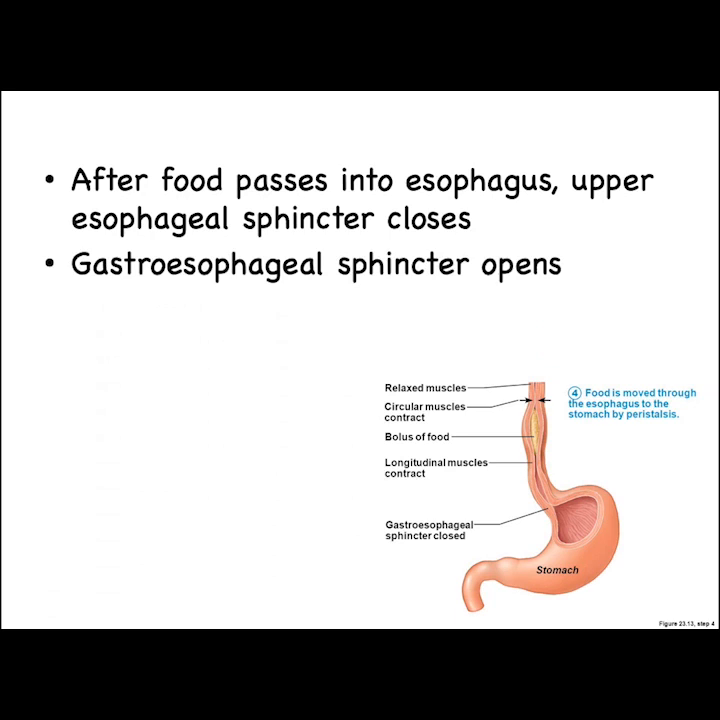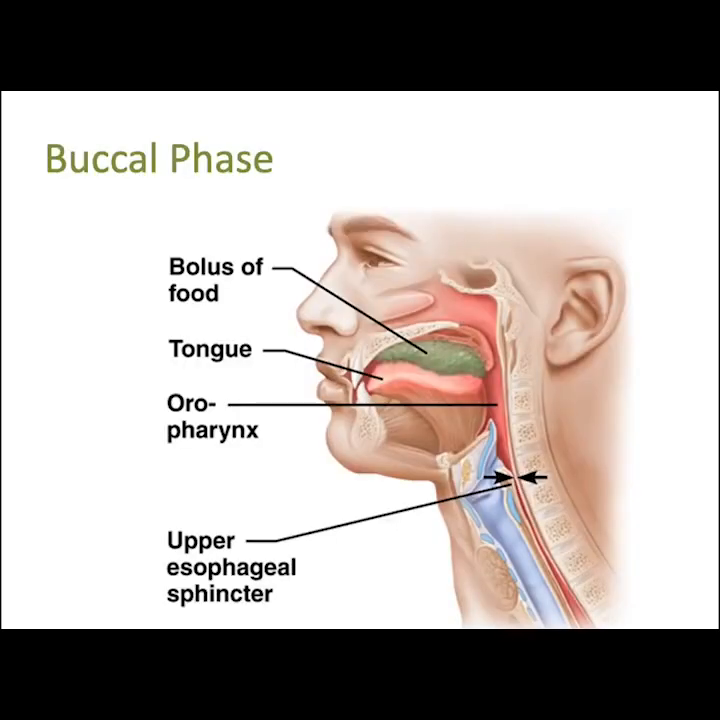Next, the gastroesophageal sphincter opens. This is the sphincter between the esophagus and the stomach, allowing the bolus to enter the stomach. Once the bolus enters the stomach, the gastroesophageal sphincter will close. Let's review deglutition using the following illustrations.